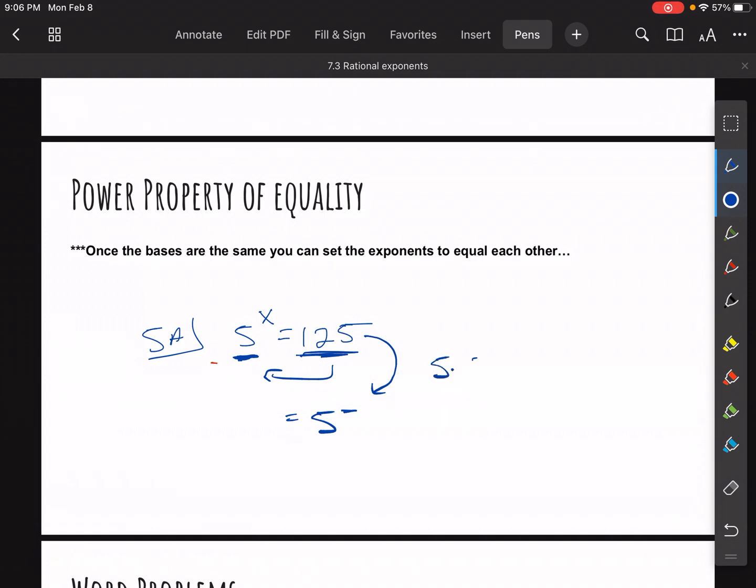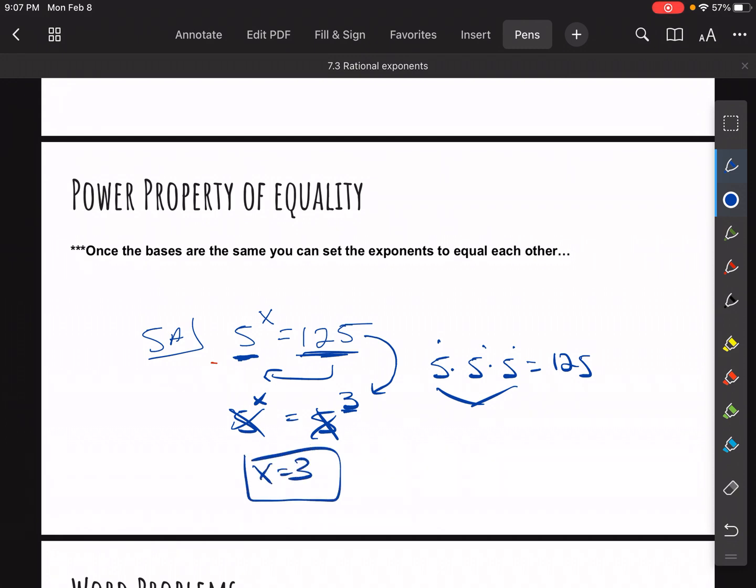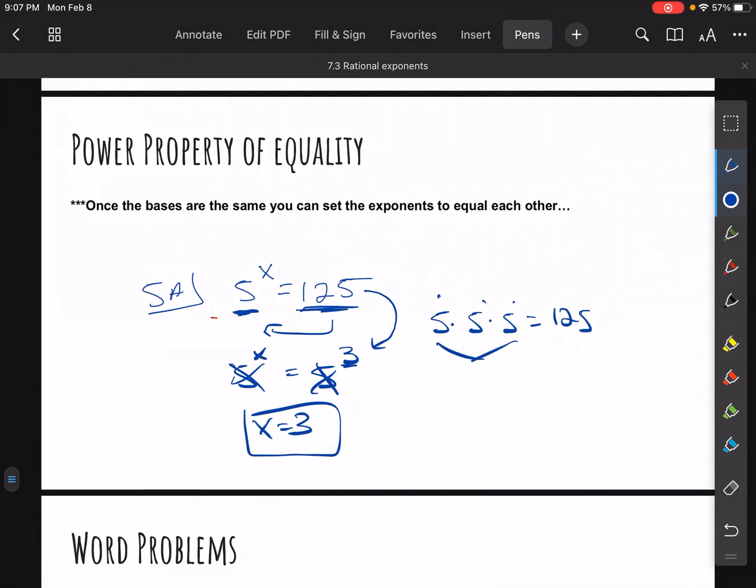If I have 5 times 5, that's 25, times 5, 25 times 5 does equal 125. So that means 5 to the, there's 1, 2, 3 of these, 5 to the third power is equal to 125. So since that is the case, I can do this. I could drop my bases and say that x is equal to 3. Okay, let's do one more.